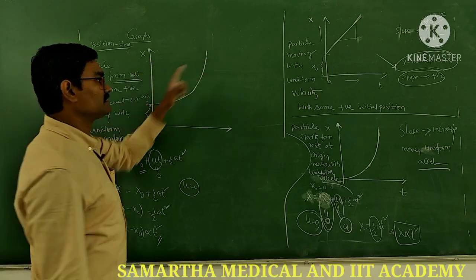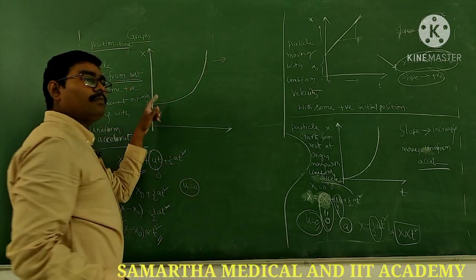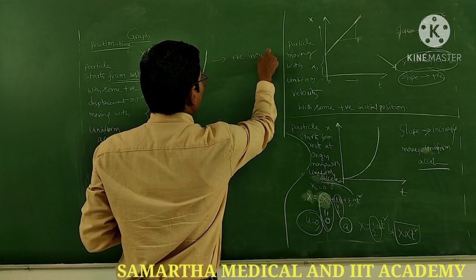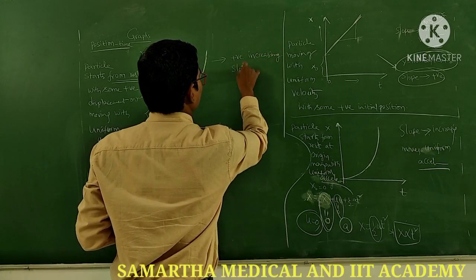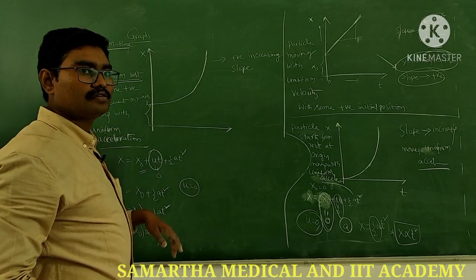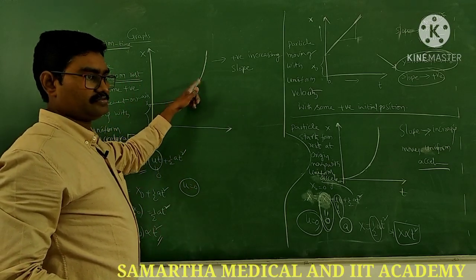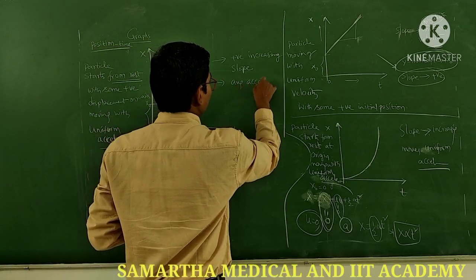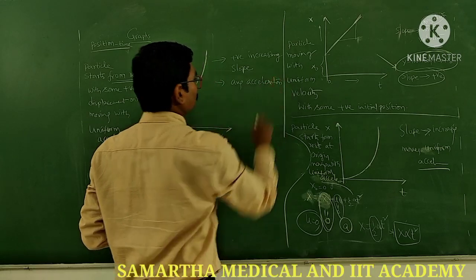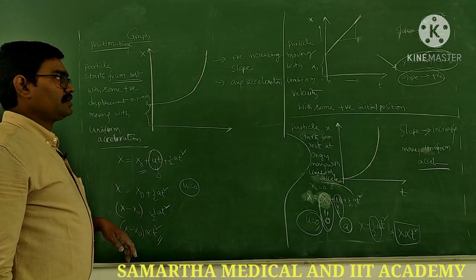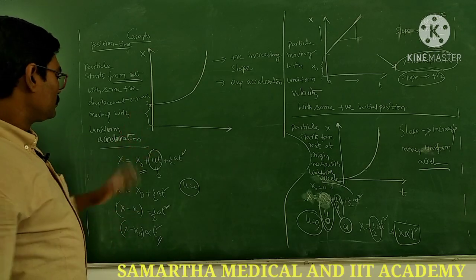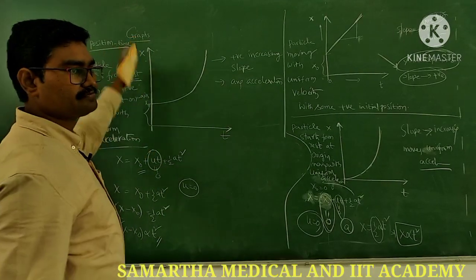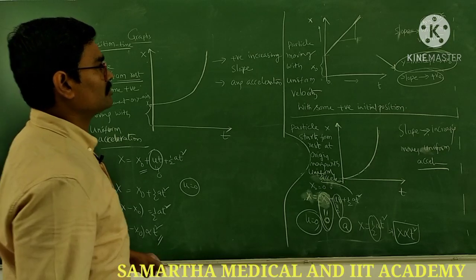What is the significance of this? What can you say? Positive increasing slope. What does it give? Uniform acceleration, or average acceleration, of the particle. Okay. Next. This is what type of graph? Position time graph. Right, next, go to another one.